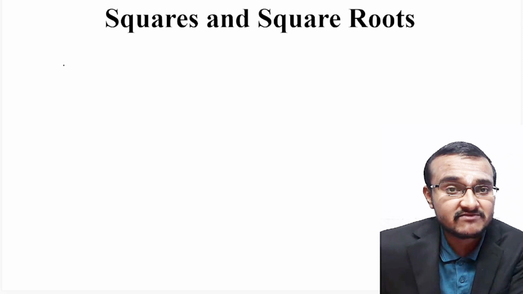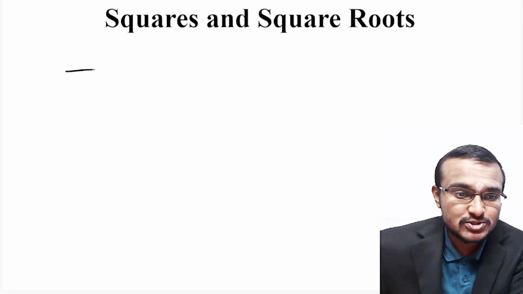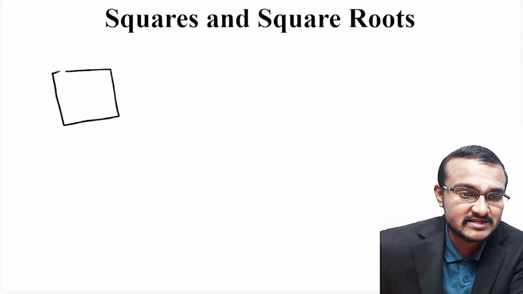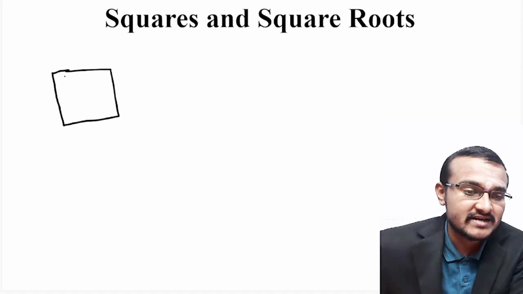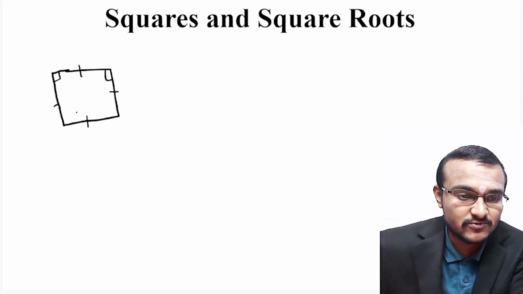In the previous chapter I did quadrilaterals. In that quadrilateral chapter you have learnt about squares. Squares are those quadrilaterals which have equal length and breadth. For example, if this is a square, it has 4 sides where all its sides are equal and all its angles are equal.